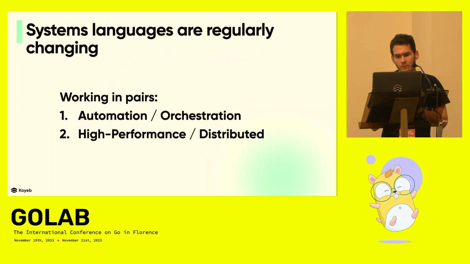So what we see is that basically system languages are changing also, and they are usually working in pairs. You have one technology that is used for automation and orchestration, and another set of technologies and languages which are used for high performance and distributed systems. And I have a few examples which are coming up.